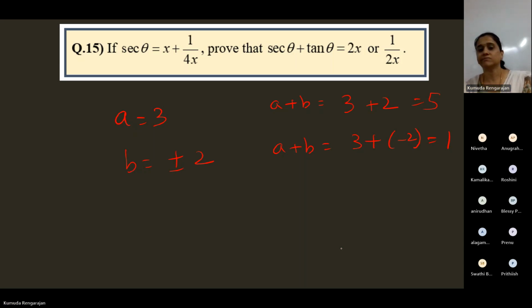Once you find tan theta, you'll get two values for tan theta. So find secant theta plus tan theta.